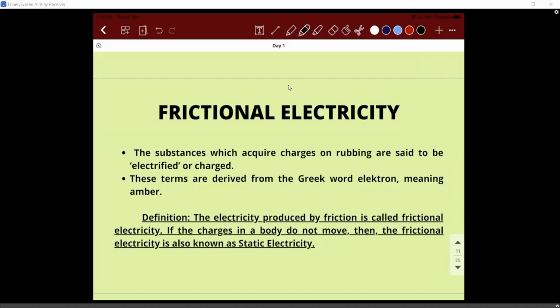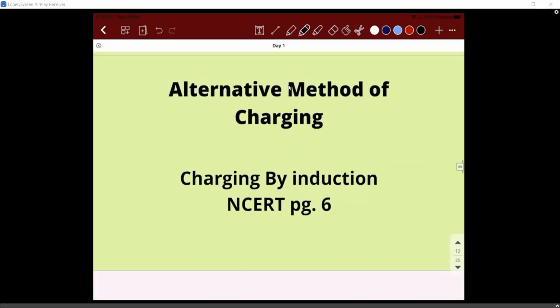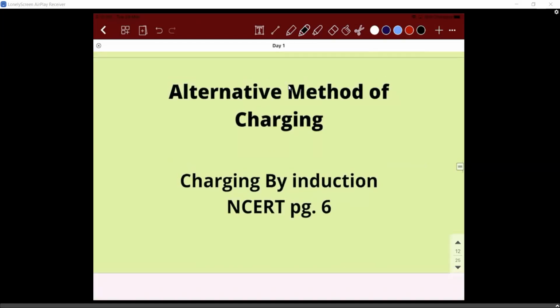Yes, sir. Perfect. Okay. So if the charges in a body do not move, then the frictional electricity is known as static electricity. Okay. And the next method is called charging by induction. So I just need to open the document. This one alone I thought I'll explain from NCERT.